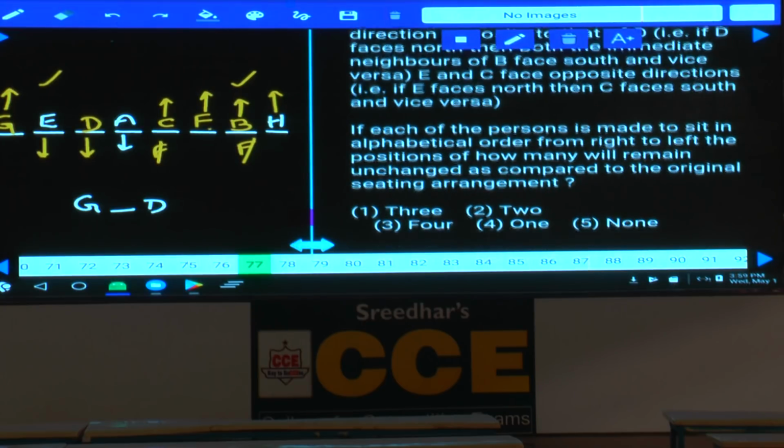Then 77, if each of the persons is made to sit in alphabetical order from right hand side to left hand side, starting from whom? Starting from A. Now A, B, B will be in the same place, D, C, D, E, F, G, H. Yes, how many persons here? There is only one person. Who is that person? B. And B is the only person who remained at the same place.